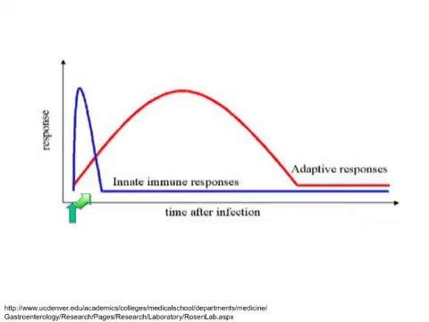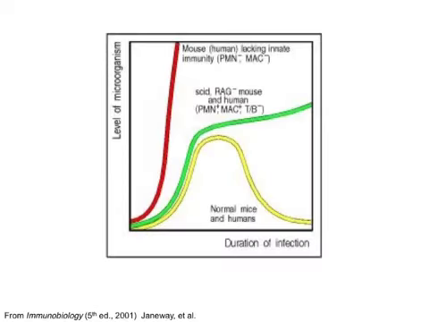The adaptive immune response takes longer to get going, but once it's active, it stays active over a longer period of time. So the innate: fast, immediate, ready. Adaptive: slow to start, but longer lasting.